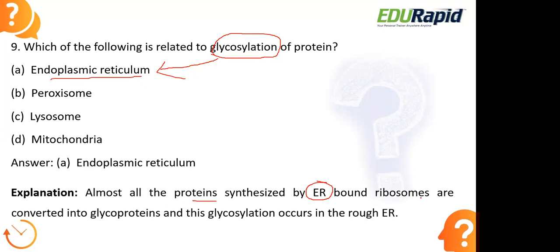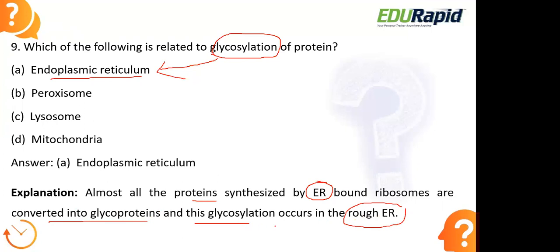Since ribosomes are bound to these proteins, we consider it rough endoplasmic reticulum. These are the ones which are then converted into glycoproteins, and this further undergoes glycosylation, which occurs in the rough endoplasmic reticulum. You have to make a note of this. Clear?